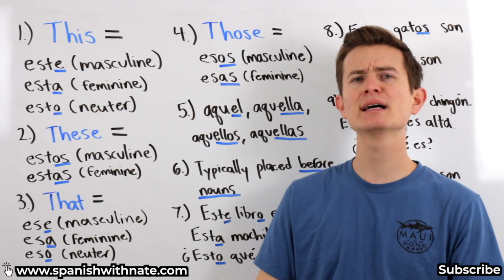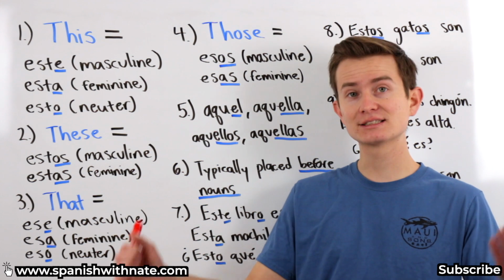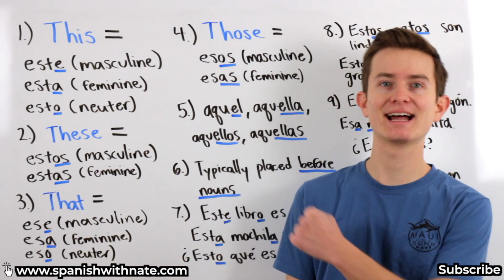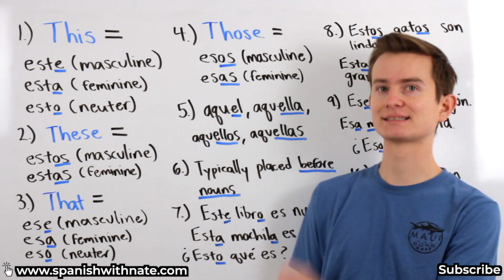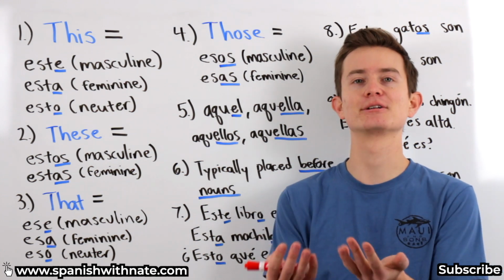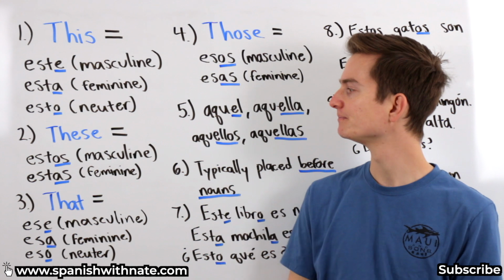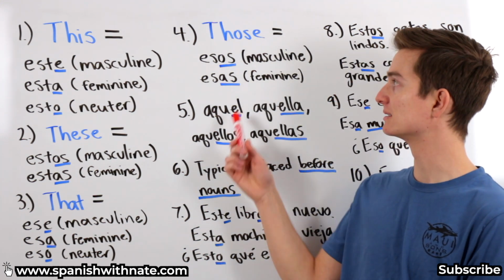Now eso, once again, is the neuter form. So I could say, ¿qué es eso? What is that? Or you may have heard "eso es," or "eso," kind of meaning "that's it." When I say "that's it," like "eso es," there's no gender attached to that. Therefore, we use this neuter form, eso. Let me scoot over. I think you can see this okay.